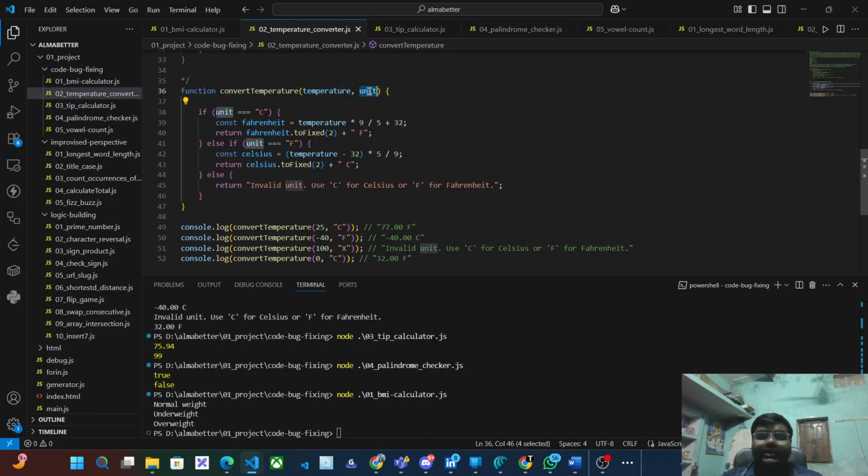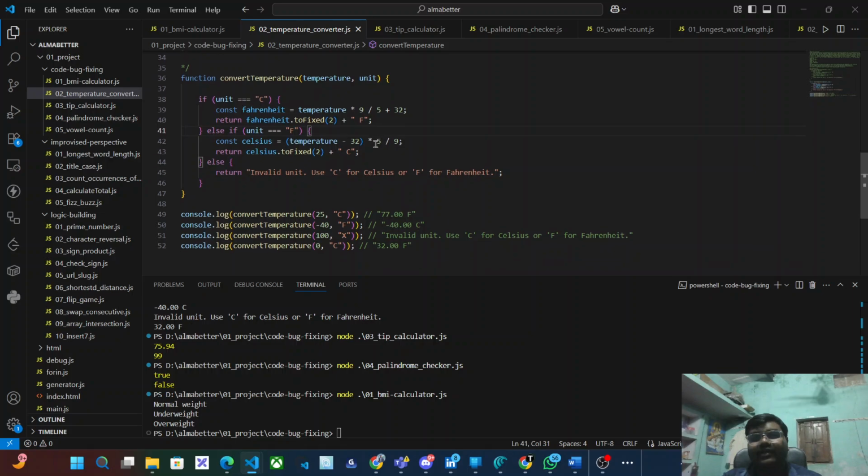What does unit do here? The main reason is that we are using the same function to convert Fahrenheit to Celsius and Celsius to Fahrenheit using this unit argument. If unit is Celsius, then we convert into Fahrenheit. If unit is Fahrenheit, then we convert into Celsius. Suppose the unit is C, meaning we are converting Celsius to Fahrenheit, so we are using this formula, and we are fixing to 2 decimal points.